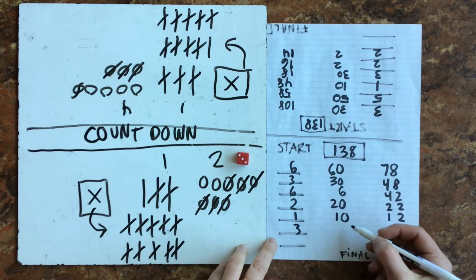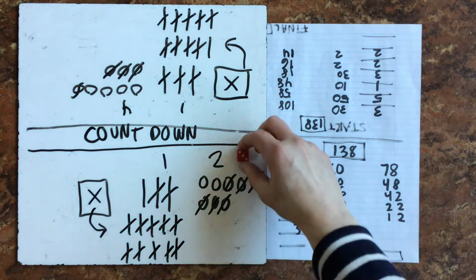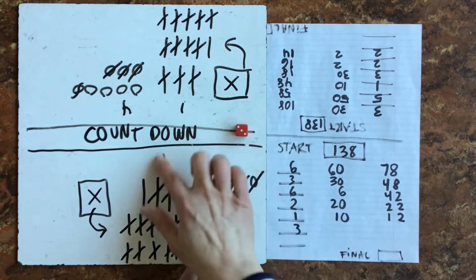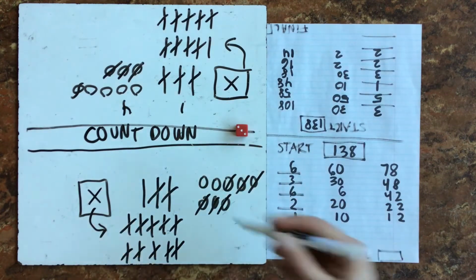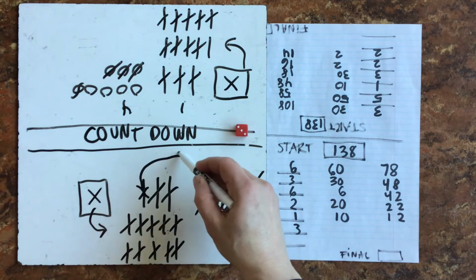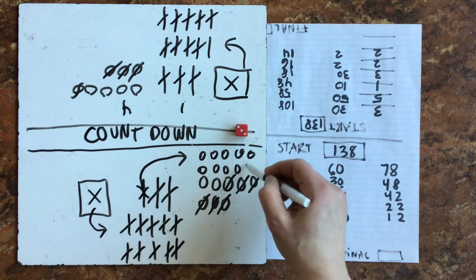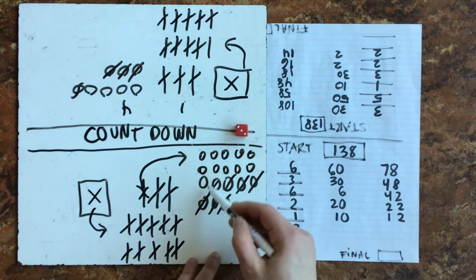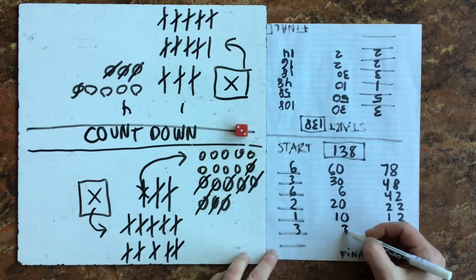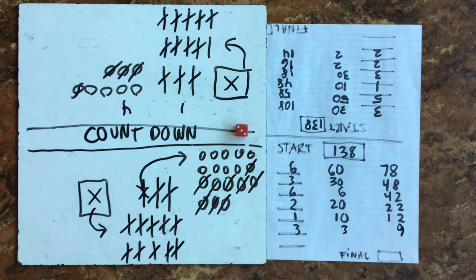So here I can take away 3, but I only have 2 1s. So here is what you have to do. If you have only 2 1s, what do you need to do with your 10? You need to break it for 10 1s. And now you can take away 3. 1, 2, 3. So what's left? 9.